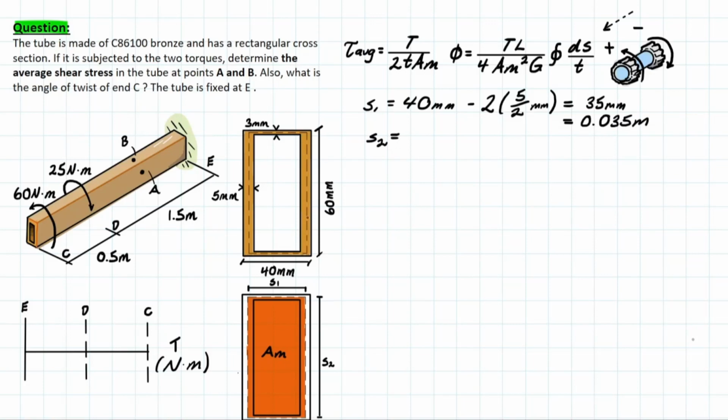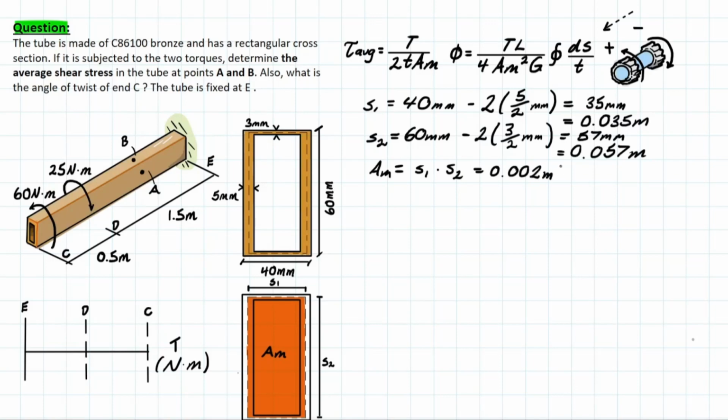We have 60 mil on this side of the section here. And now we need to subtract 2 times half of these thicknesses on the top and bottom. So we have 60 starting, and we're subtracting 2, and then half of the thickness on each side. So we have 3/2 millimeters, which is going to leave us with 57 millimeters, or 0.057 meters. Now we can finally solve for AM, which is simply S1 times S2. And once you have these two multiplied together, you're going to be left with 0.002 meters squared.